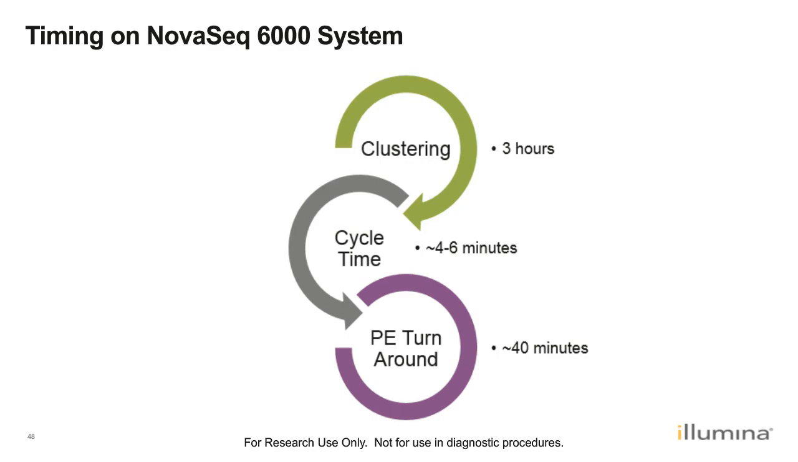So here's just a quick overview of the estimates for various steps. The clustering takes about 3 hours. The SBS is anywhere from about 4 to 6 minutes per cycle, depending on the flow cell type. Chemistry is now our rate limiting step just due to the improved optical hardware, so this helps us to speed up the imaging time. Turnaround is about 40 minutes as well.